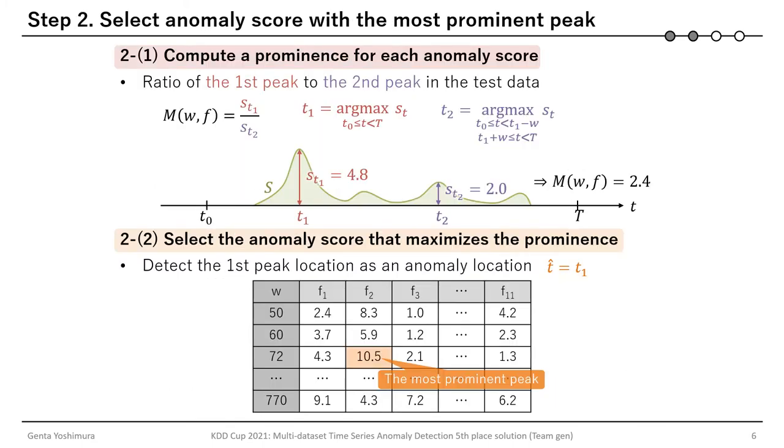Step 2 also consists of two phases. First, a prominence is computed for each anomaly score S. The prominence is defined as the ratio of the first peak to the second peak in the test data. Because of the assumption that every time series has exactly one anomaly in the test data, the larger the prominence, the more appropriate the anomaly score. After computing the prominence of all anomaly scores, the anomaly score that maximizes the prominence is selected. Finally, the first peak location of this anomaly score is detected as an anomaly location.